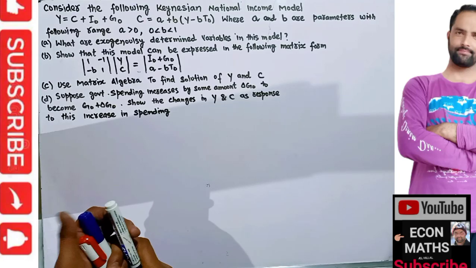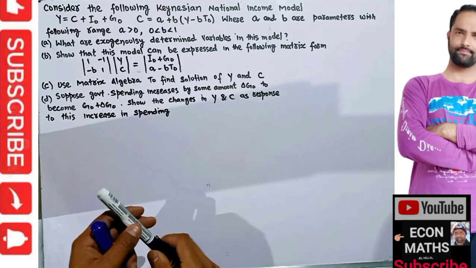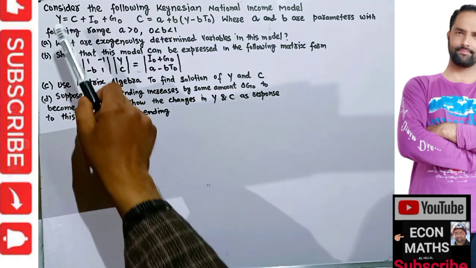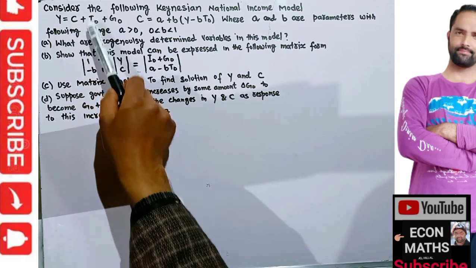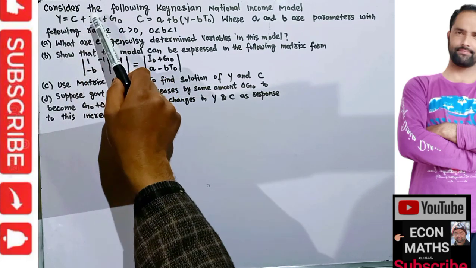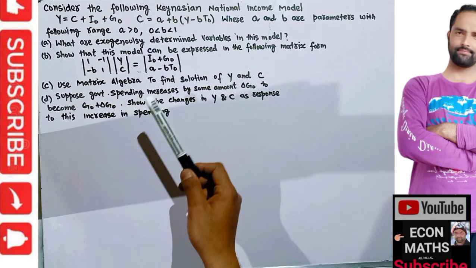In this video, we will solve a numerical problem on the Keynesian National Income model. The question is, consider the following Keynesian National Income model. Y is equal to C plus I naught plus G naught. Y denotes the output, C is the consumption, I denotes the autonomous investment, and G denotes the autonomous government spending.